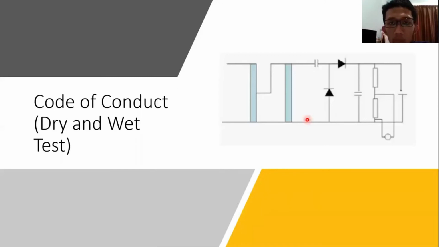So, I would like to talk about the code of conduct and also the conclusion for the high voltage testing proposal. For our testing on the glass insulator, we are doing the dry and wet test using the high voltage direct current test. This is the circuit diagram for the high voltage direct current test, and this is the place to put our glass insulator to be tested.